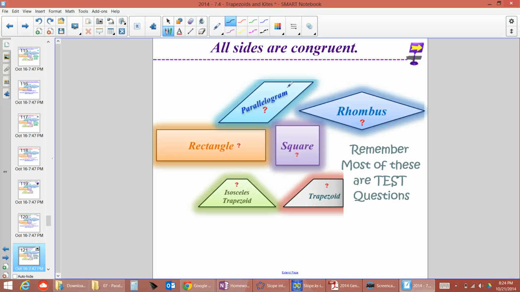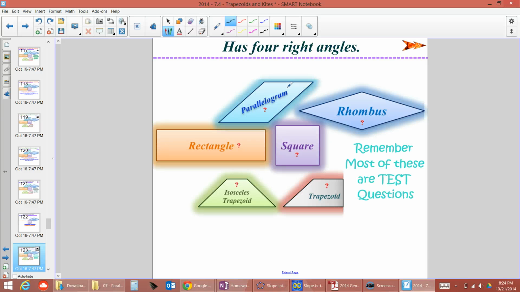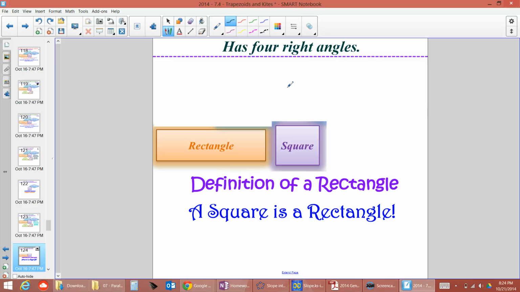All sides are congruent. Ooh, now this changes things. All 4 sides are congruent. That is only applicable to rhombuses and squares. All right, so has all 4 right angles. Again, not all parallelograms are that way. Only rectangles and squares are that way.